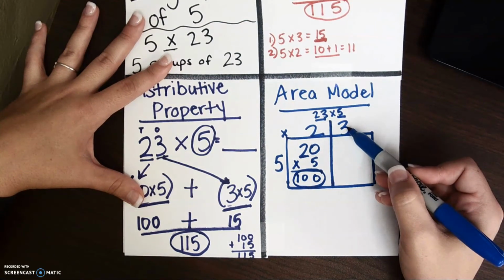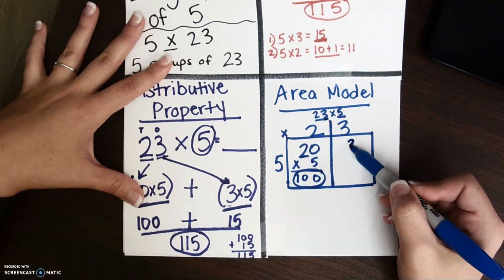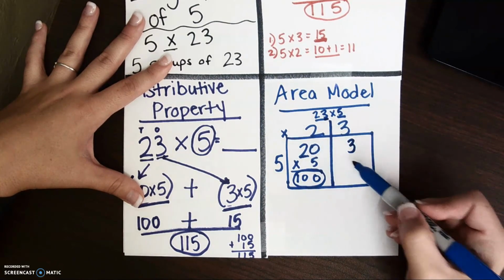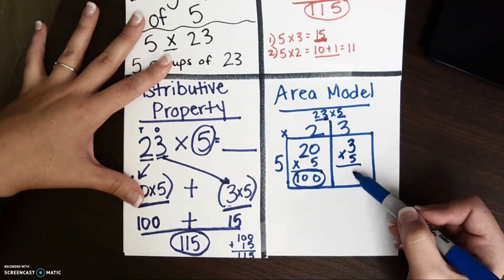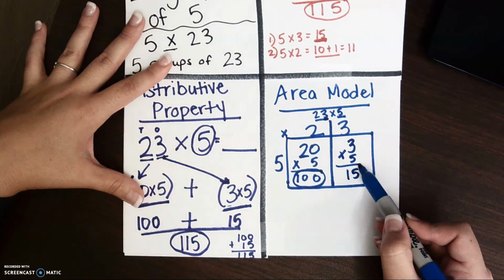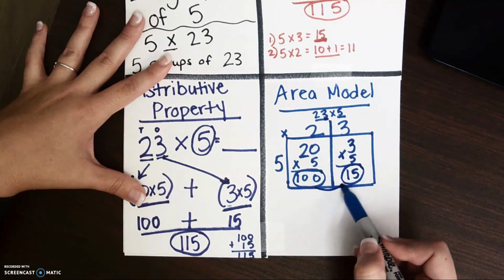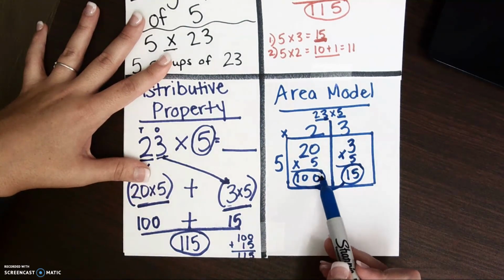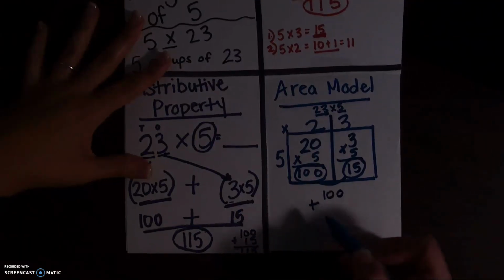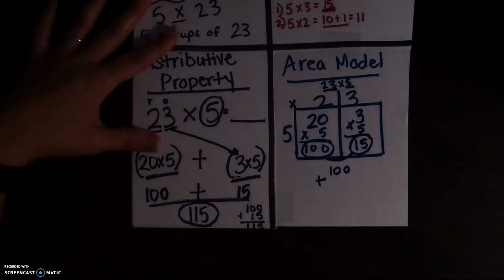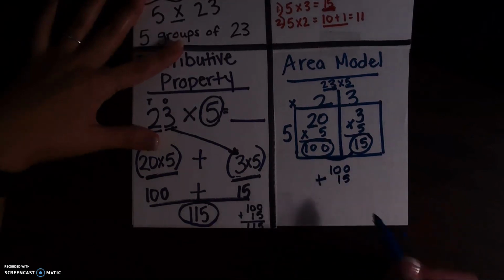Okay, I'm not finished. I got to do this side. I know my 3 is worth just 3 because it's in the ones place. Okay, so 3 times 5. 3 times 5 is 15. Okay, I have both sides answered, but now I have to combine them just like I did over here. I have my 100 plus my 15.